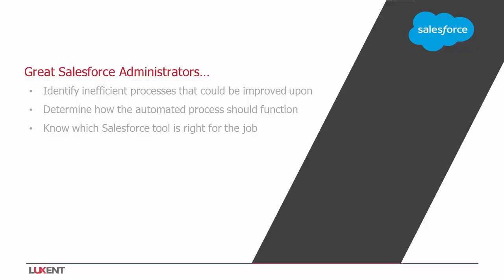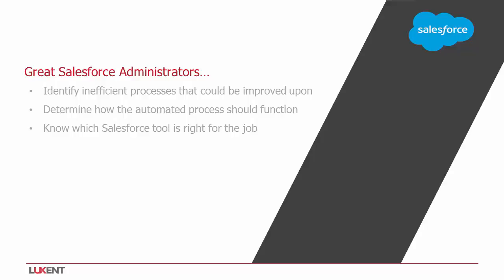Some common examples of processes that can be automated include the need to send an email notification to a user when a lead is qualified, create a new product installation record when an opportunity has been won, or have multiple sales managers review a new customer account.